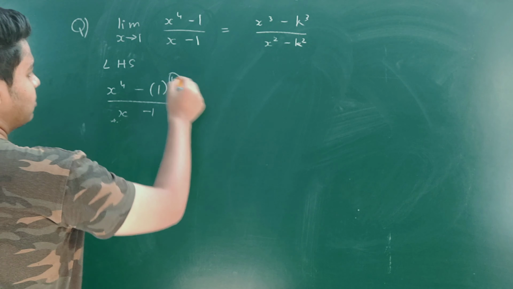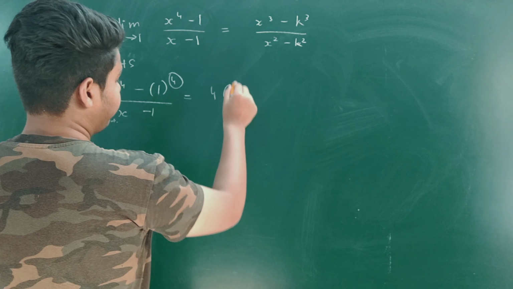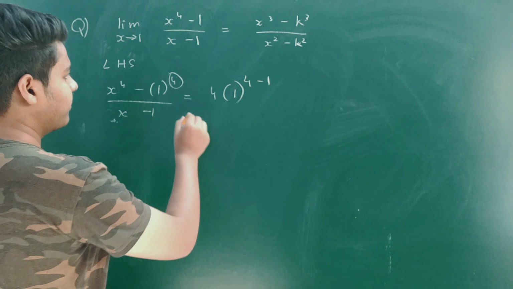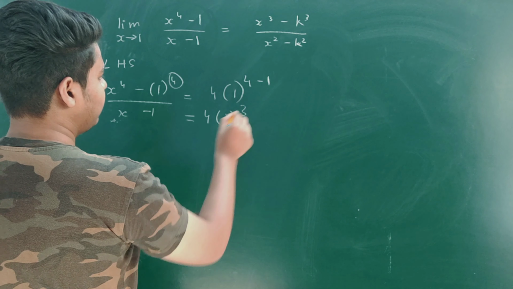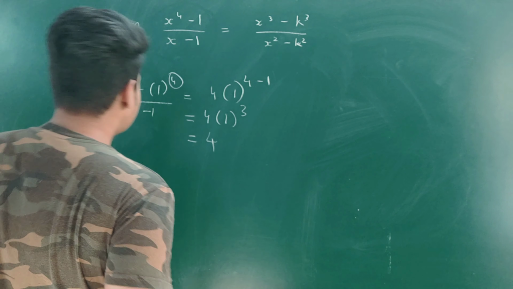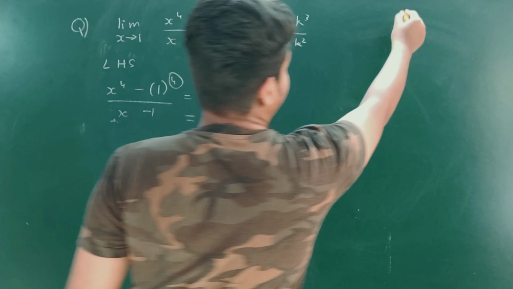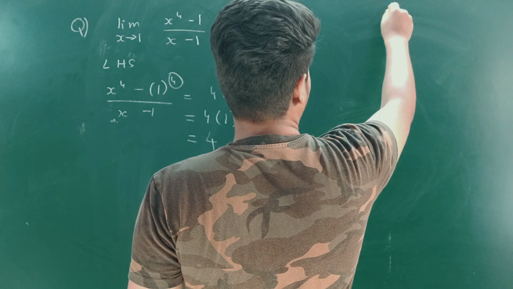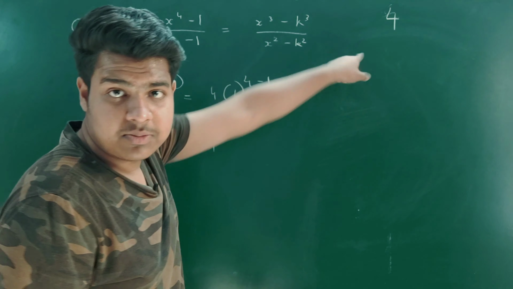Here n is 4, so I write down 4, and then a is 1, and n minus 1 means 4 minus 1. It becomes 4 multiplied by 1 cube, which is 4. So we have the value of LHS, that is 4. I'll write down the value of LHS here so it will be easy to remember. The value of LHS we have got is 4.